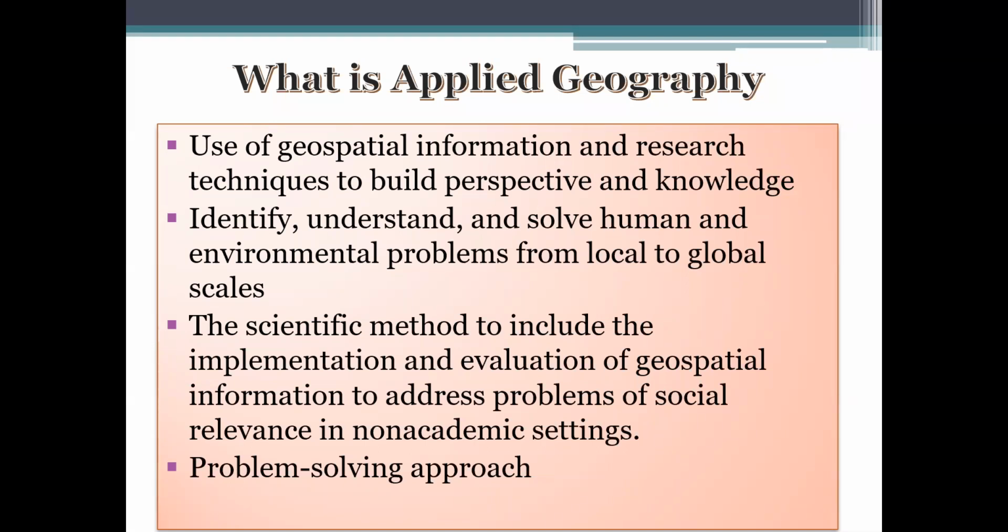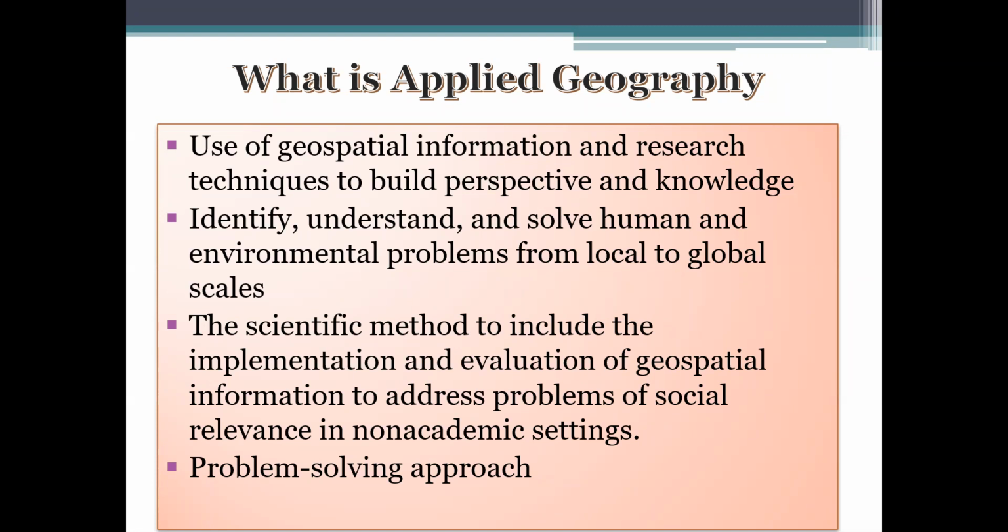Therefore, altogether we can very simply generalize that applied geography is a problem solving approach. It helps us to solve the problems. Therefore, it is a problem solving approach. That is the thing.